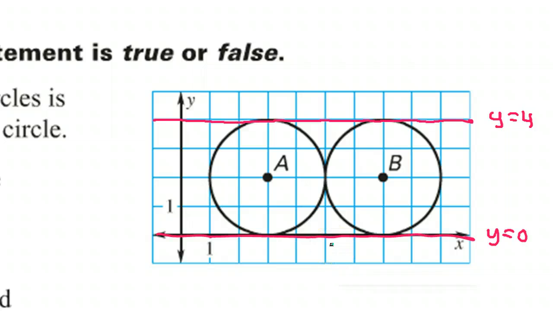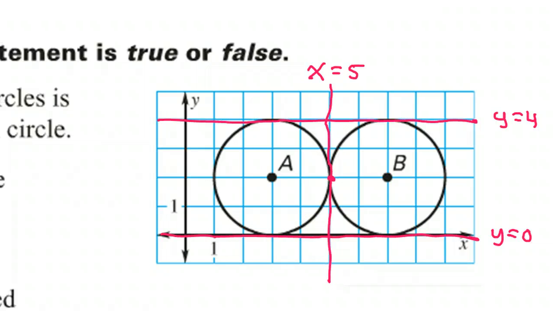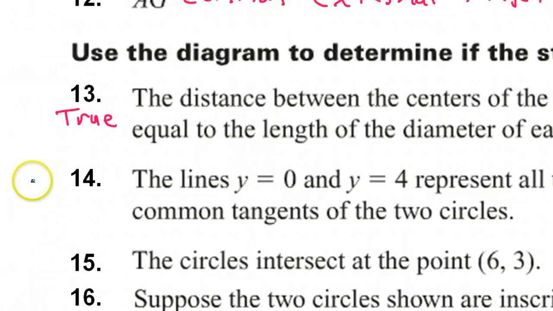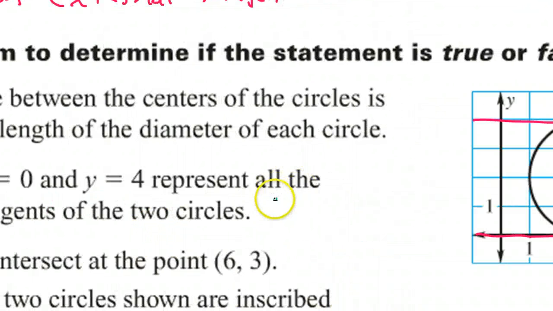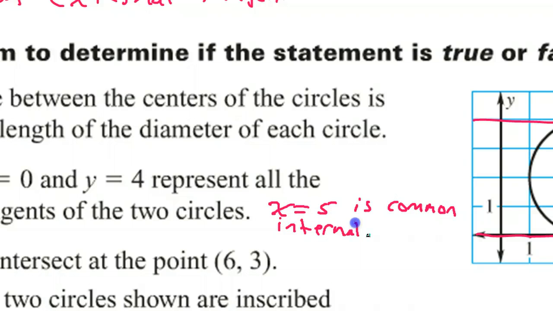So true or false, these are the only common tangents. False. There's another common tangent. It goes right here. Okay, this is, let's see, 1, 2, 3, 4, 5. So a vertical line, this is the line x equals 5. X equals 5 is also a common tangent because it's tangent to both circles. Okay, so I'm going to say false, and maybe I'll just add in x equals 5 is common internal tangent.